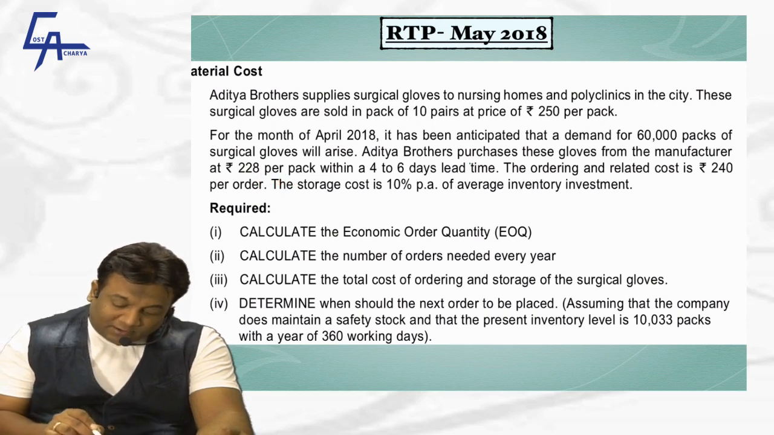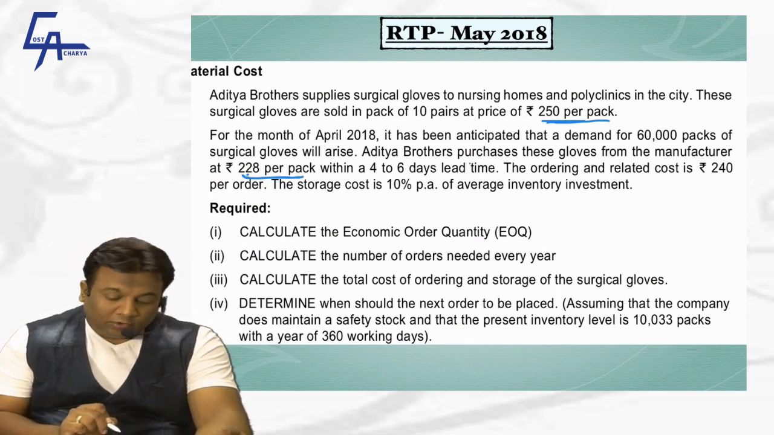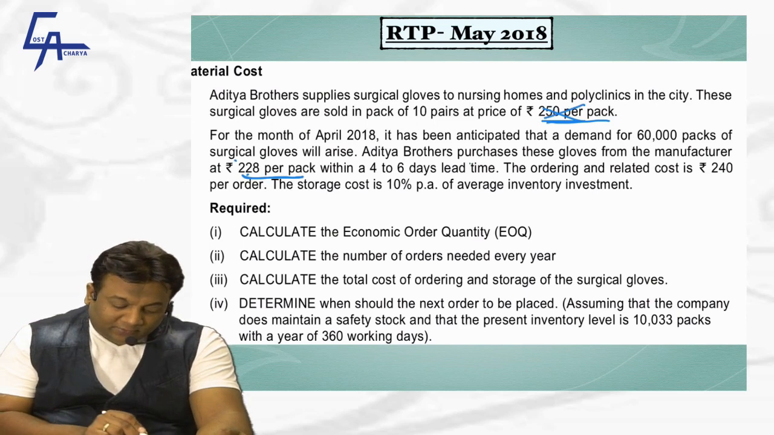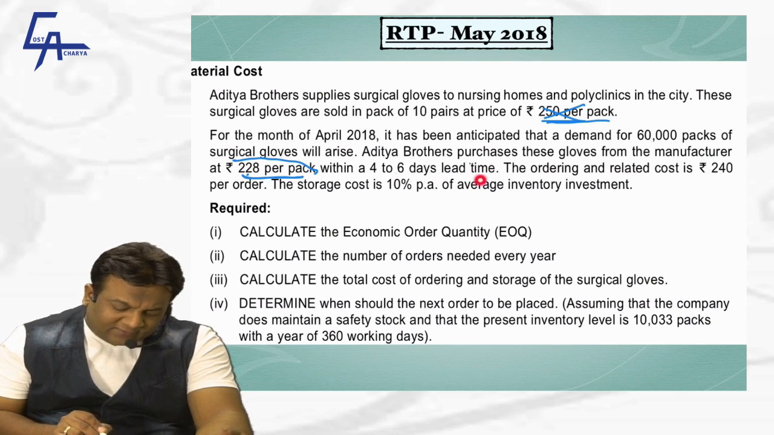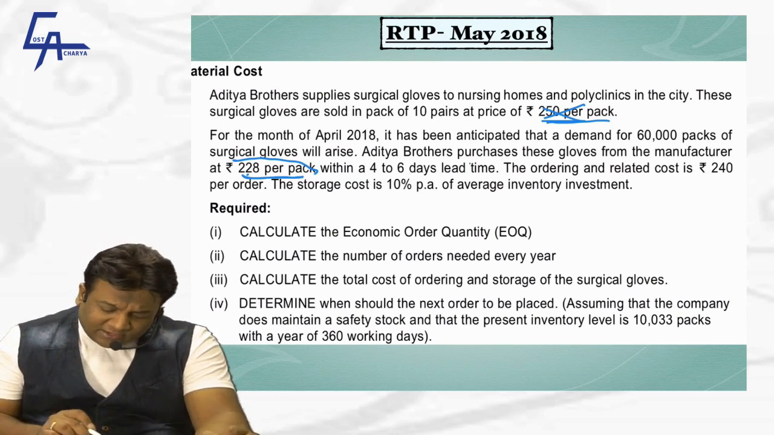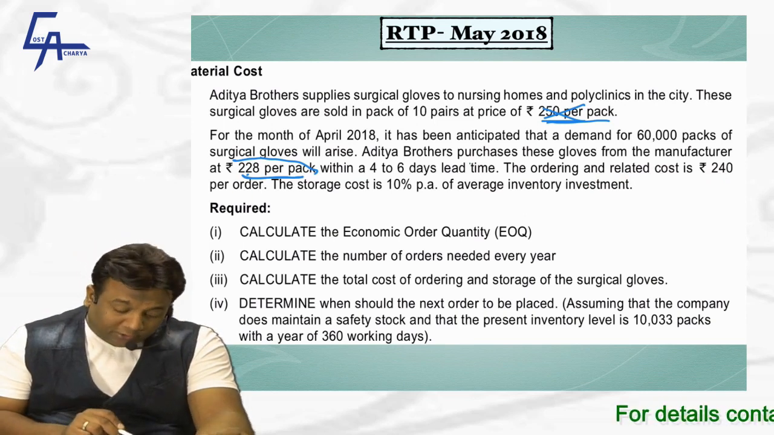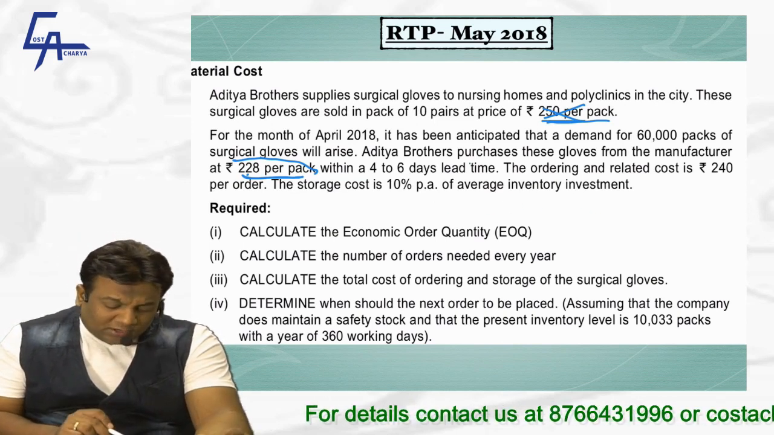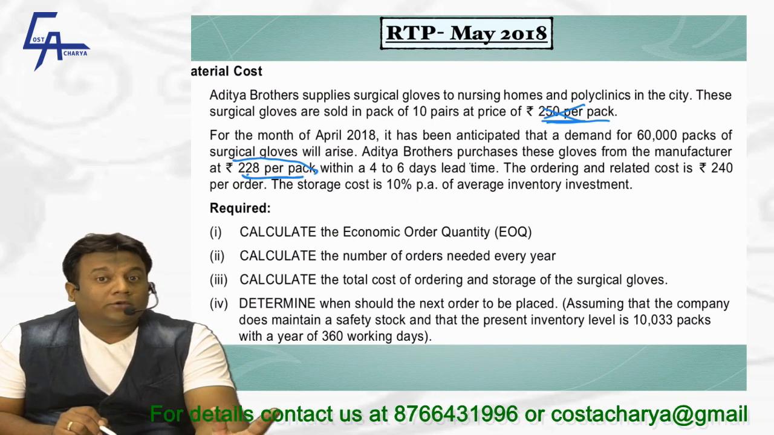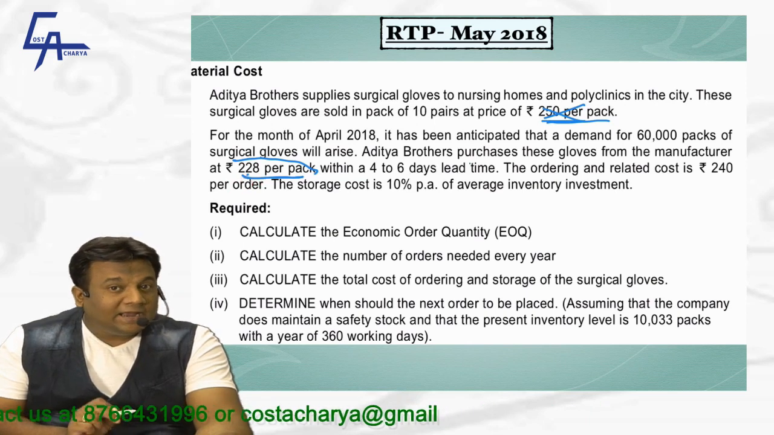Now please note everyone, this was the selling price and this is the purchase price. The selling price is of no use to us, but the purchase price is very important. Let's proceed ahead. Within a 4 to 6 days lead time. Lead time means the delivery time. Why that is given, we will understand gradually. The ordering and related cost is 240 per order. So that's the ordering cost per order. The storage cost is 10% per annum of the average inventory investment. So as usual, we will be calculating 10% of the purchase price. That is, 10% will be calculated of 228 rupees.